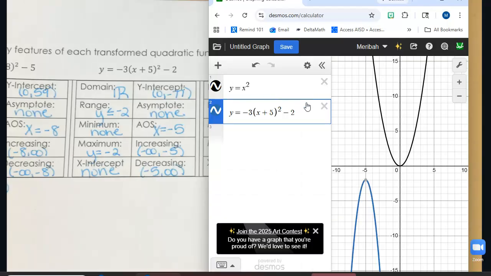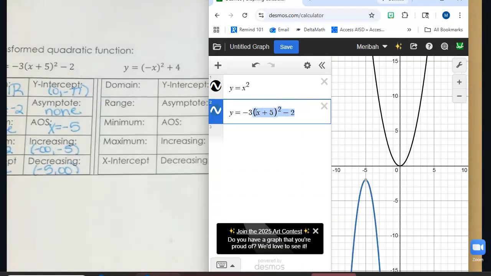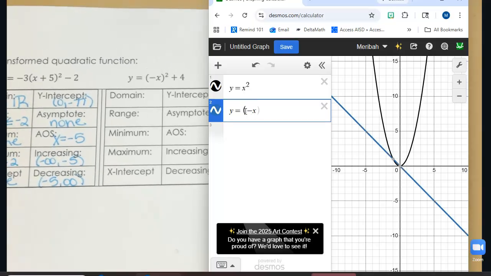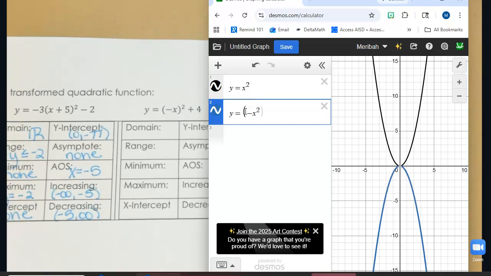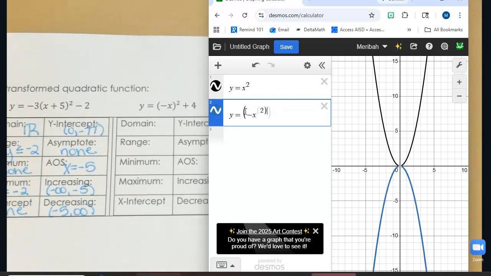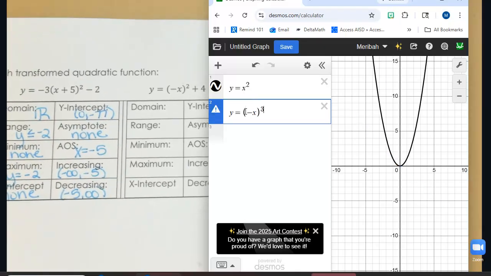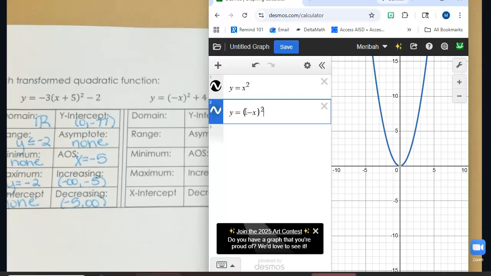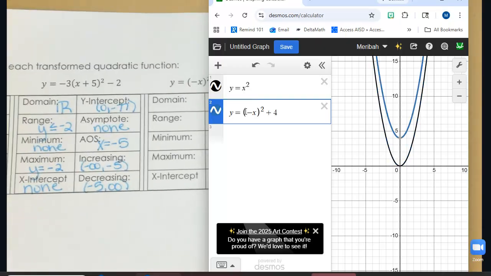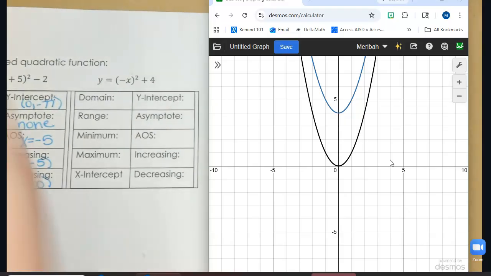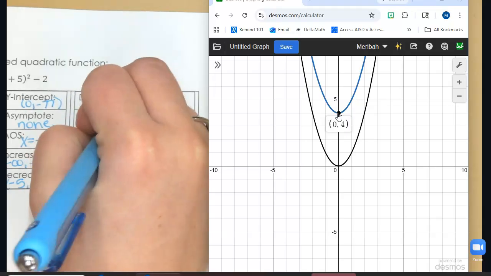Okay. Last one, I'm going to replace this with our final function. There we go, and then +4. Okay, so again, looking at the blue graph compared to our black graph, our domain is still going to be all real numbers. Our range, our y values now start up at 4, and they do go positive, so y is greater than or equal to 4.